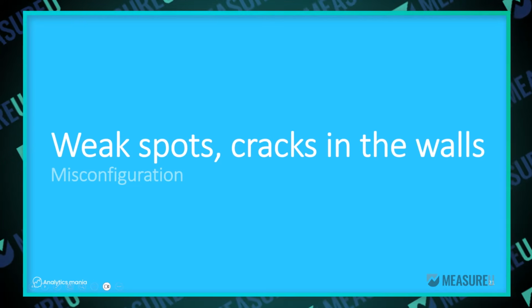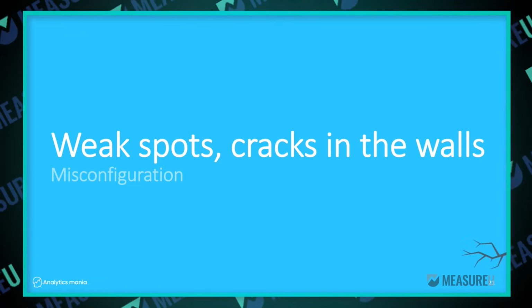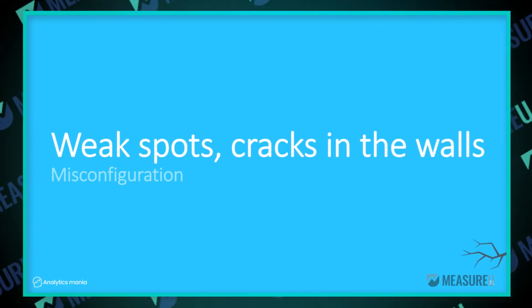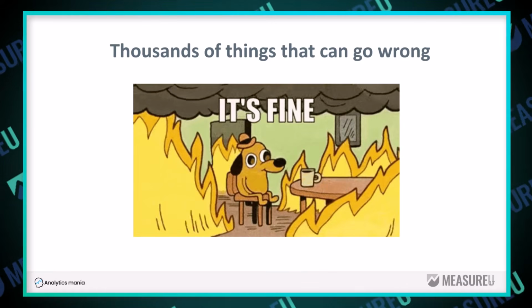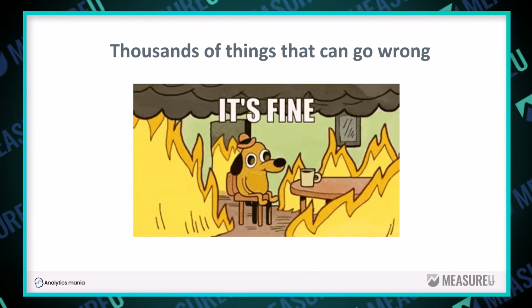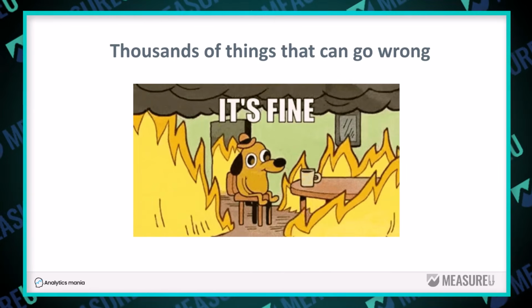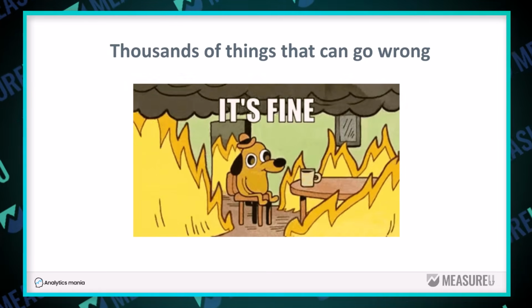And then the third group of challenges: weak spots and cracks in the walls, also known as misconfiguration. Now, let me get this straight. There are thousands or probably millions of ways where things can go wrong. Maybe a certain feature is not enabled, maybe something is not clicked, or so on. I will not be talking about things like not set or unassigned or something like that.